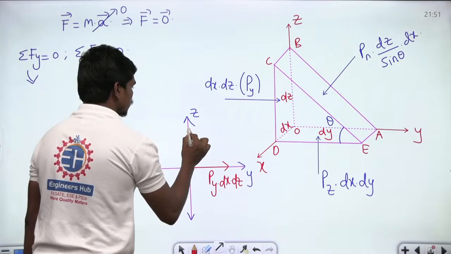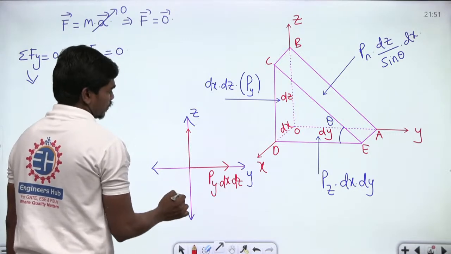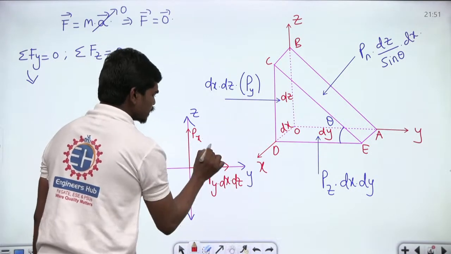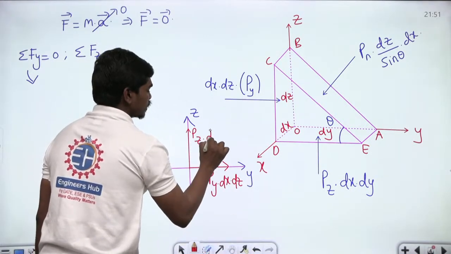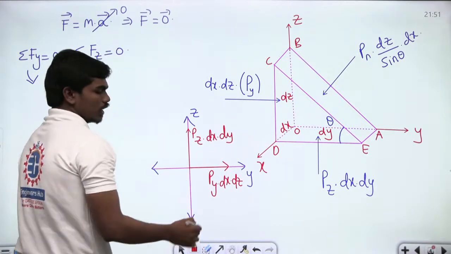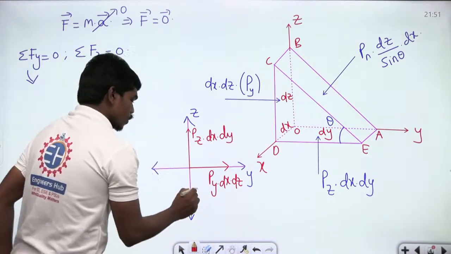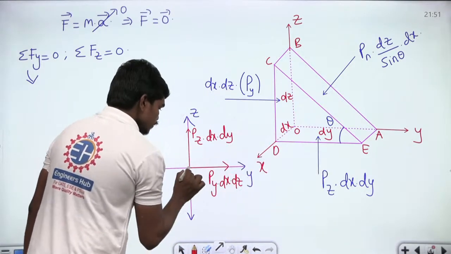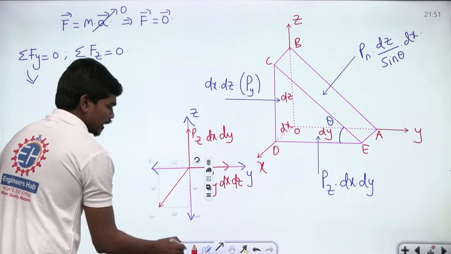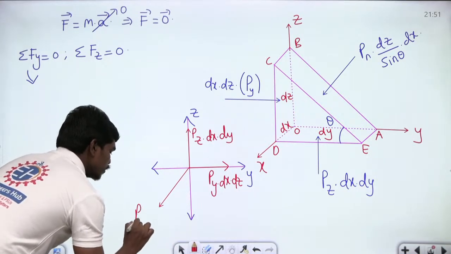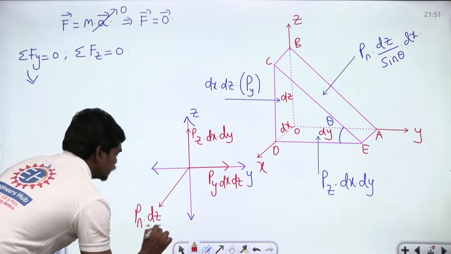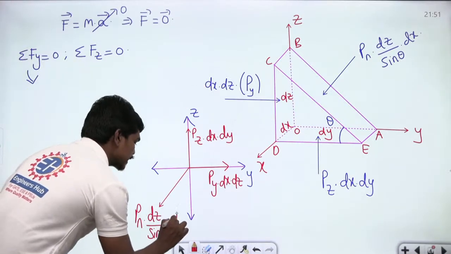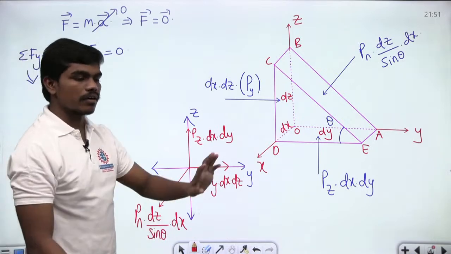So see here, if there is some force in this direction, then this force is Pz into dx dy. Next, what is the other force that's acting in this direction? So you can see, this is nothing but Pn into dz by sin theta into dx. These are the three forces that are acting concurrently.